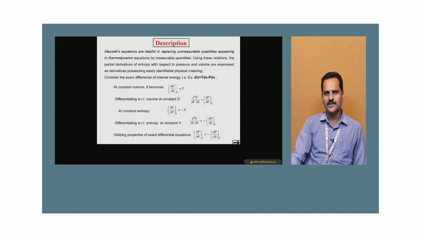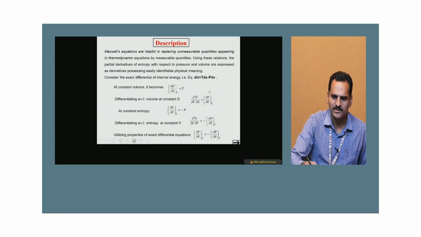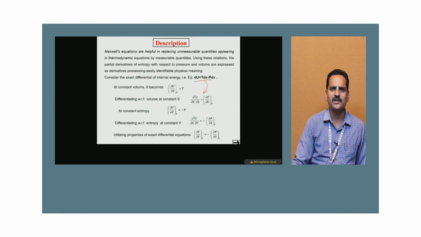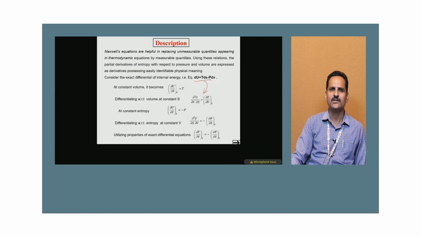For example, dU is equal to TdS minus PdV. These are replaced by the partial differential form. This is the first fundamental property equation. This can be defined in terms of the partial differential form in terms of temperature, pressure, volume and entropy.